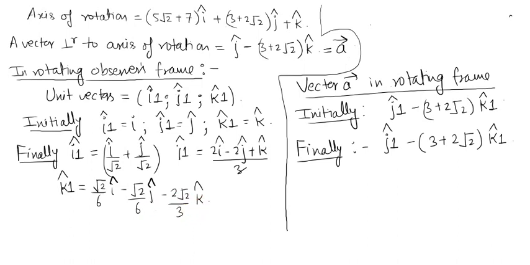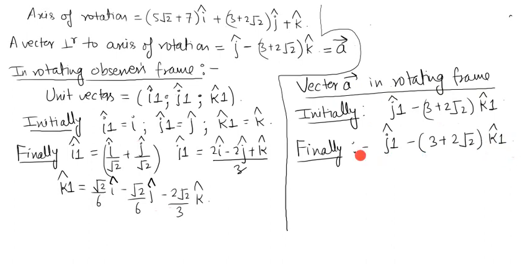Now vector A initially in rotating frame, because initially unit vectors are coinciding with each other for both observers, rotating as well as ground observer. So initially in rotating observer's frame, the vector will be along J1 cap plus 3 plus 2 root 2 K1 cap. Why? Because J and J1 cap are coinciding with each other. Similarly, K and K1 cap is also coinciding with each other. But we are talking about vector A in rotating frame. So in rotating frame, initial vector and final vector will remain same.